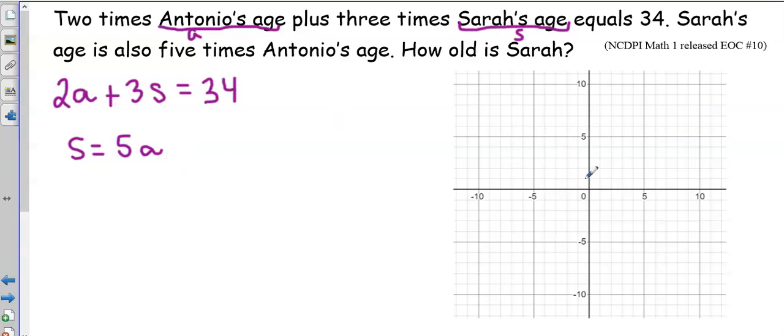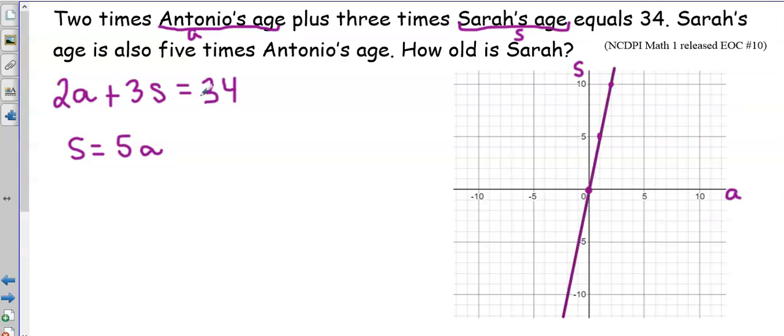All right, so if we were to solve graphically, so I have my graph right here, I just need to graph my two equations. So I'll make the x-axis represent Antonio's age and the y-axis represent Sarah's age. So to graph S equals 5A, that would be the same thing as y equals 5x. So I'd start with my y-intercept at 0, and then I will go up 5, 1, 2, 3, 4, 5, and over 1, and then another up 5 and over 1, and go ahead and put my line.